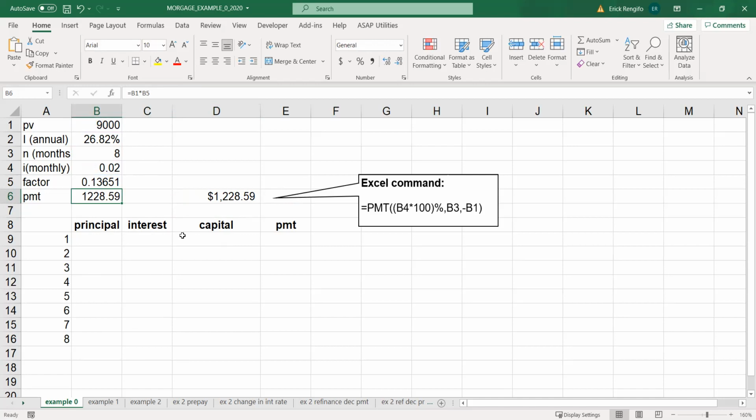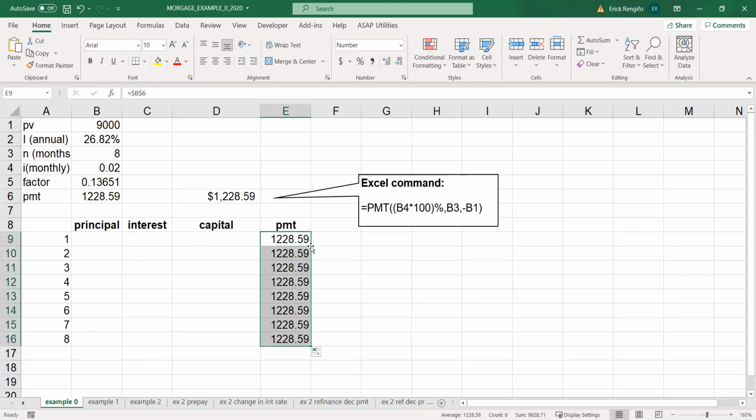Now, this is my amortization table. So I have my principal, my interest, my capital, and my payments. You know that the payments are going to be always the same. So I simply do equals this one, and then F4 with a dollar sign to fix it. So it's going to be the same for all the periods. If you move the cursor here, a black cross appears, double click, and then you copy this up to this point here. So this is always going to be that.